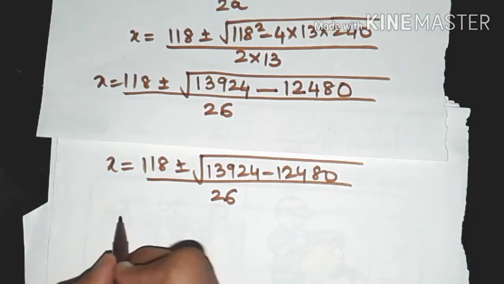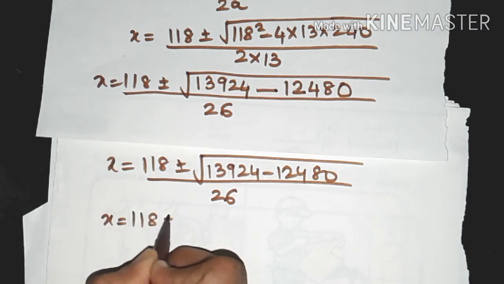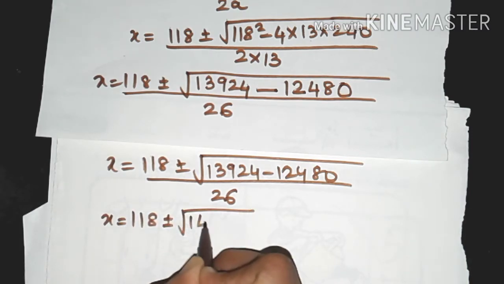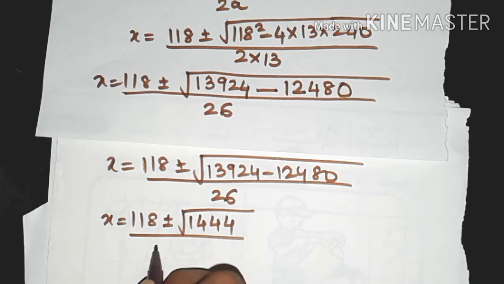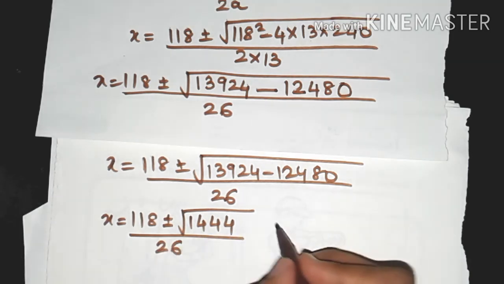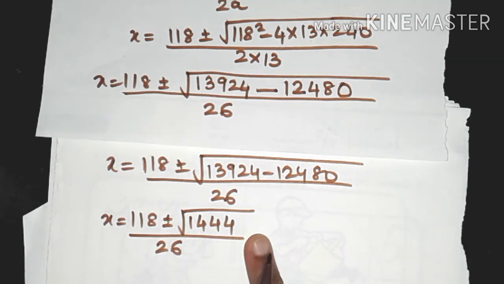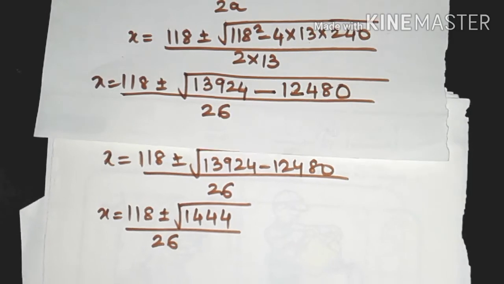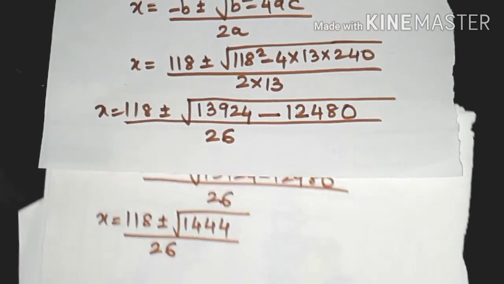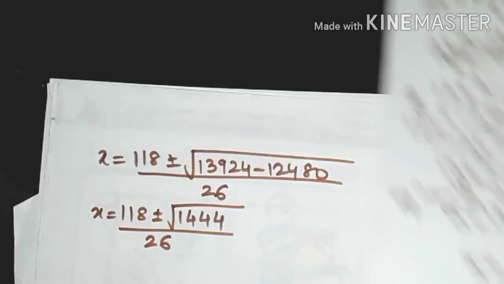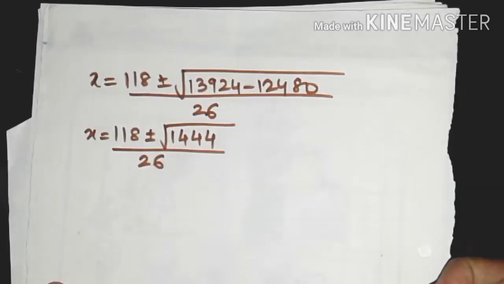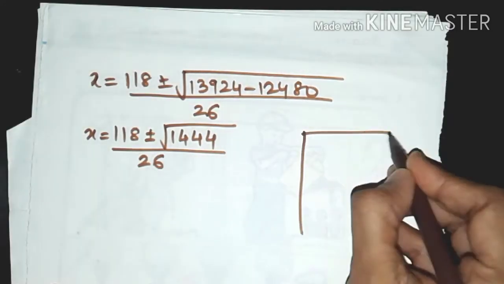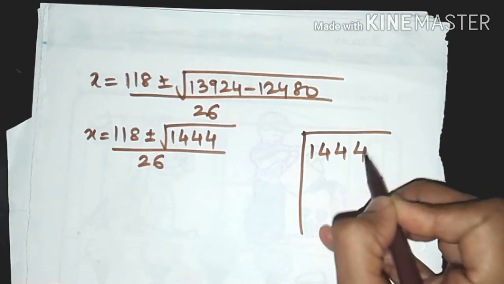So now let us go to the next page. So this, when I subtract, I will get 1,444, okay, upon 26. Now 1,444, the square root is 38. So how do you get that? I'm sure you must have learned how to find the square root using the division method. That is how you have to find the square root. So if you want, I'll just show you. Okay, so what do?